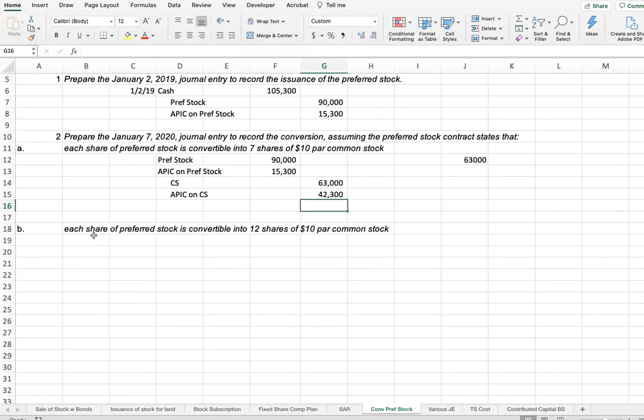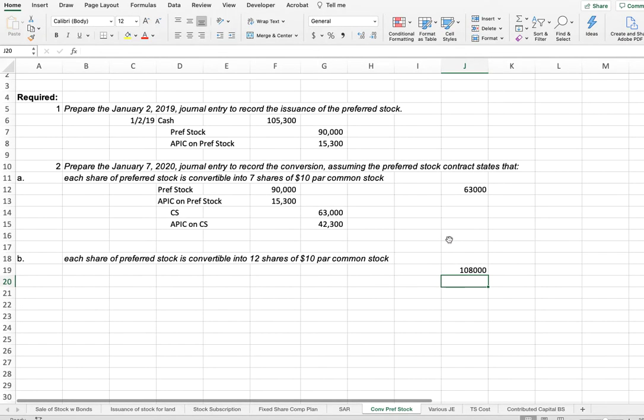Then we have part B. So we're still preparing the January 7th, 2020 journal entry, but now we're assuming the preferred stock contract states that each share of preferred stock is convertible into 12 shares of $10 par common stock. So again, let's do that math on the side. We have 900 shares times 12 shares times $10, and we get 108,000. But if we look back, the original issue was 105,300.